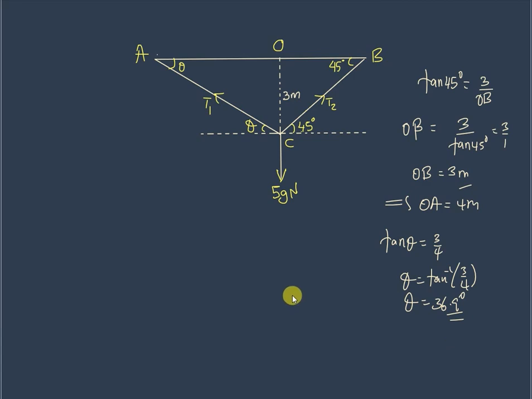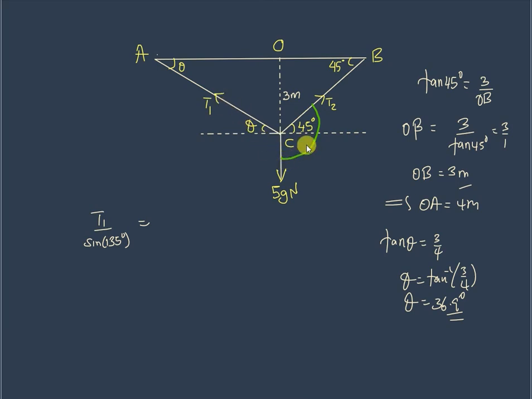And now we can make use of Lami's theorem. According to Lami, we are supposed to have that T1 divided by sine of 135 degrees. 135 is the angle opposite to the force T1, we are talking about this angle here, that angle.